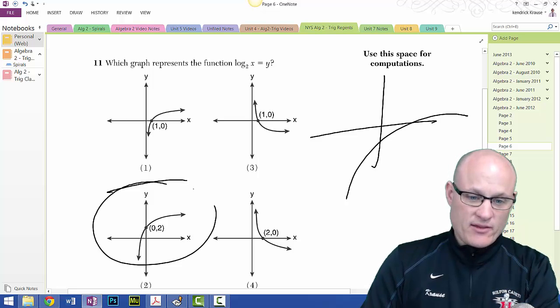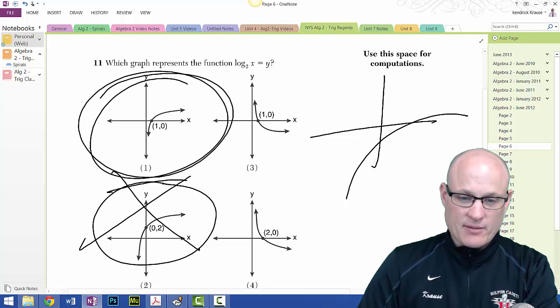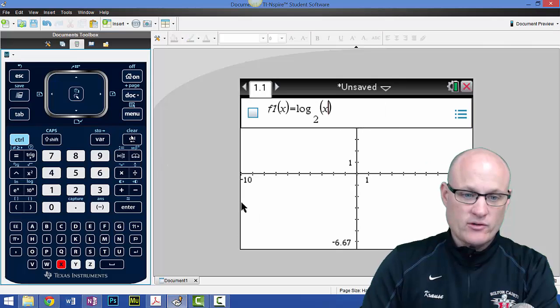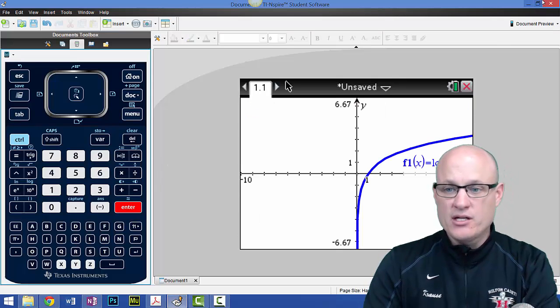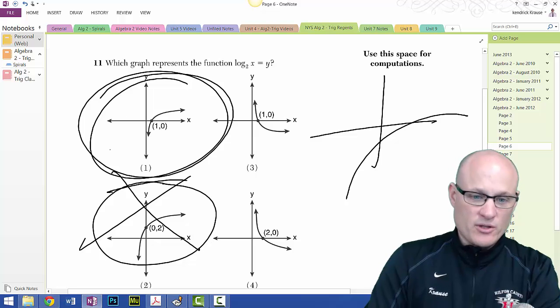See, normally I'd say this one, but that would be a plus. This is the normal log curve right here. So that's got to be the answer. Choice 1. Let's hit enter. Bam, there it is. Done. Choice 1, this is my right answer.